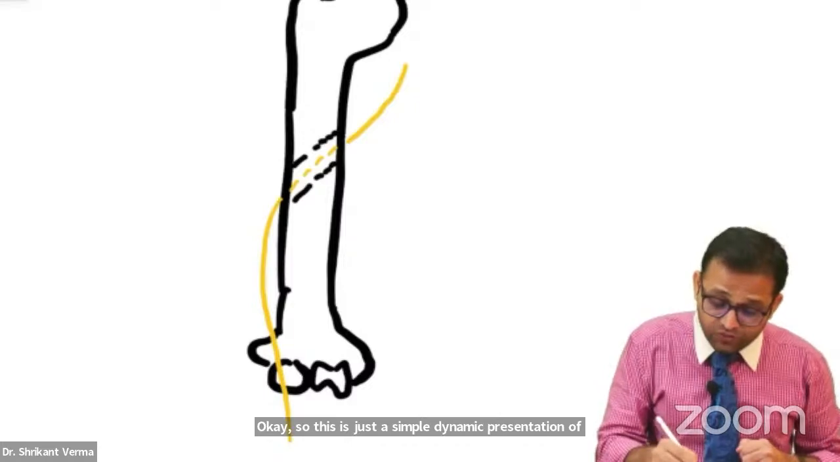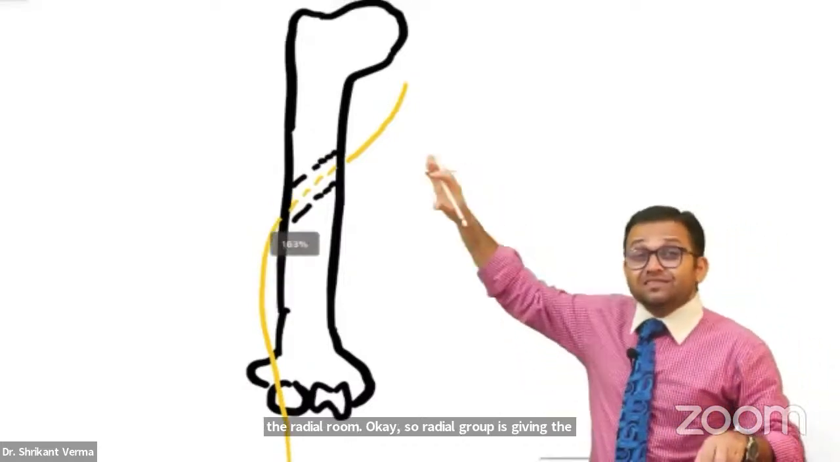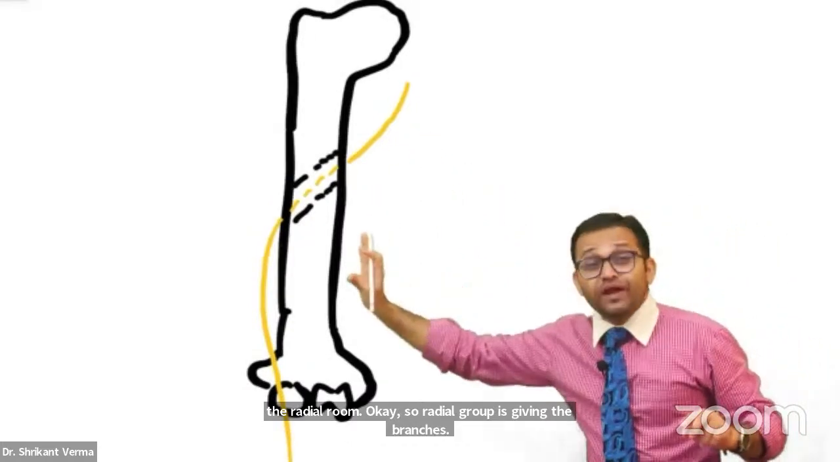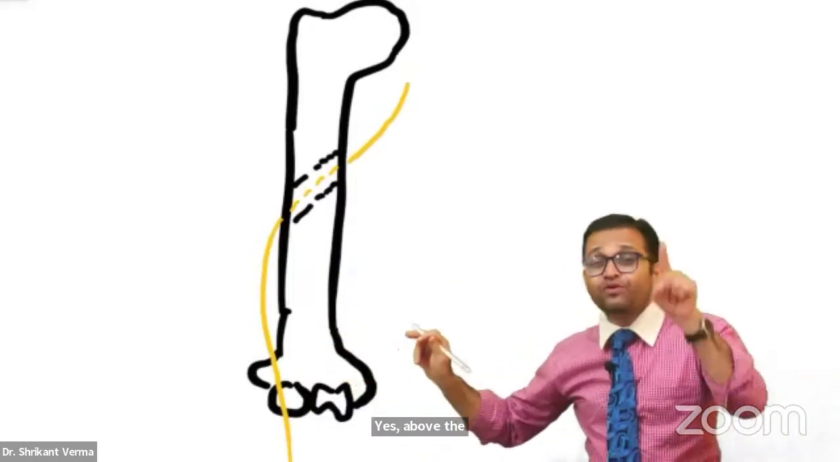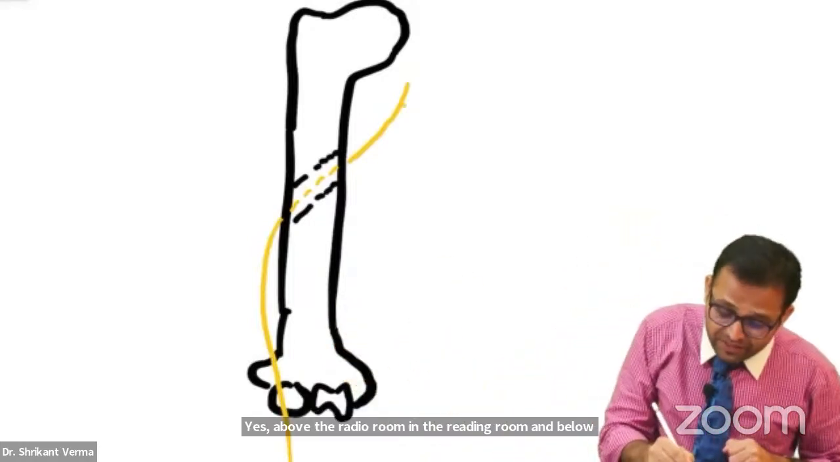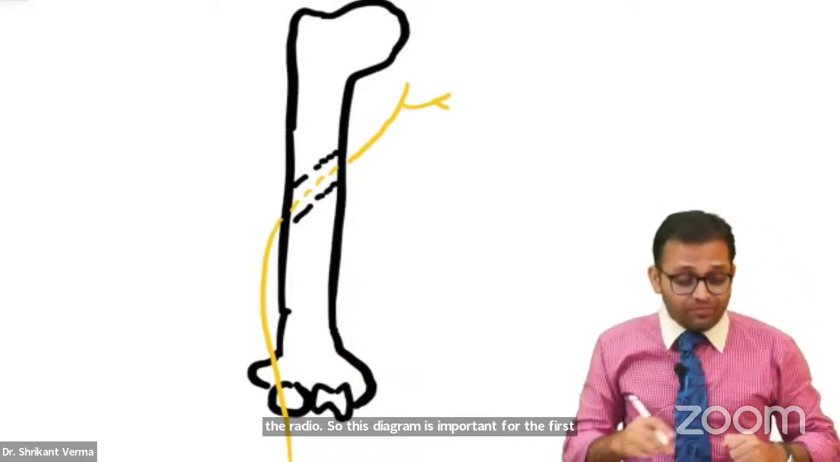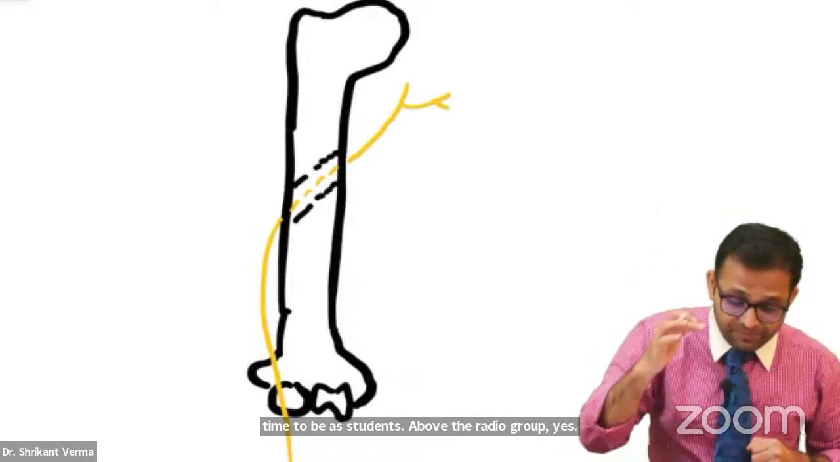Okay. So radial groove is giving the branches. Yes. Above the radial groove, in the radial groove, and below the radial groove. So this diagram is important for the first MBBS students. Above the radial groove, yes. How you can remember? You can remember with the mnemonic.